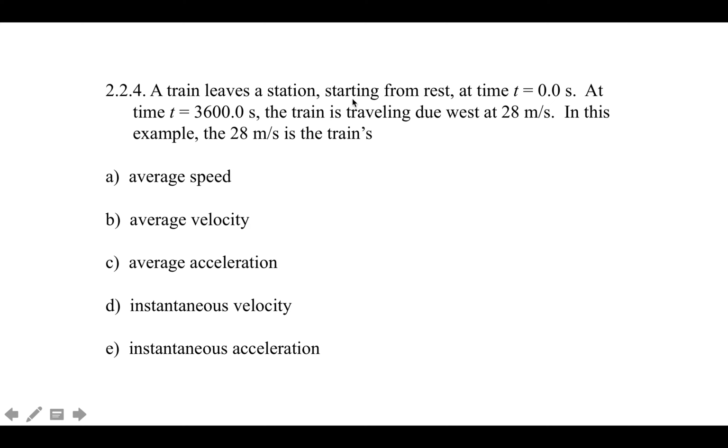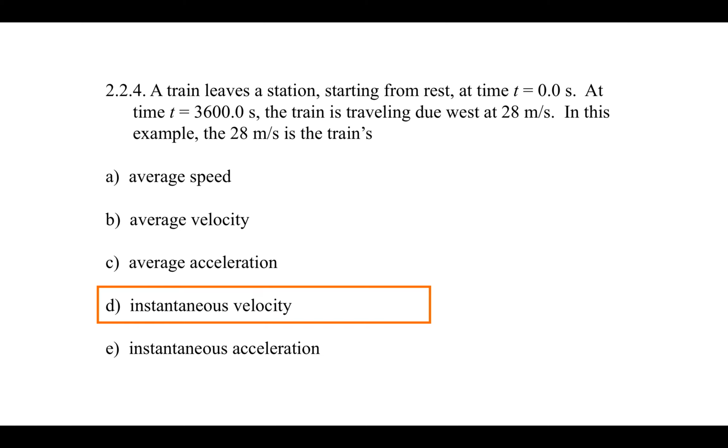It started from rest, so v naught is equal to 0, and then v final is the instantaneous velocity after an hour it's been running. It's 28 meters per second. So at that precise moment, it's going 28 meters per second. So that would be the instantaneous velocity. I screwed that one up.